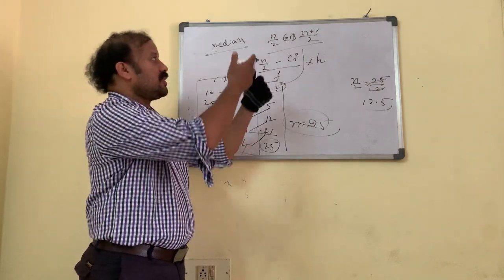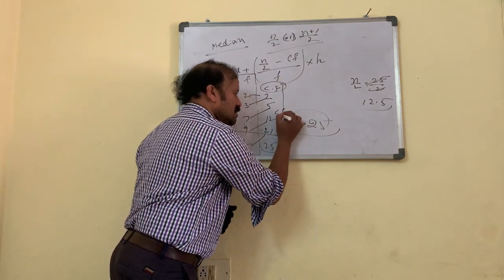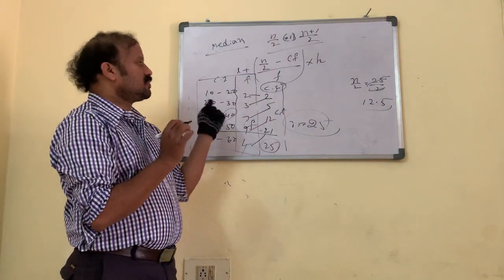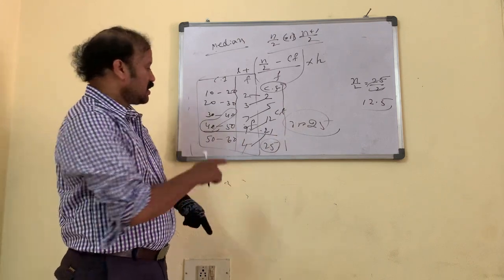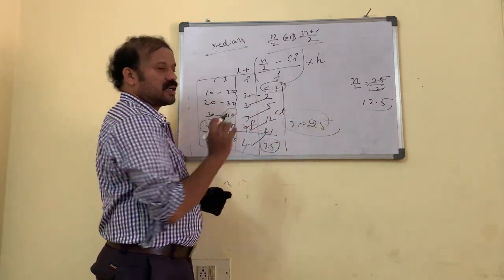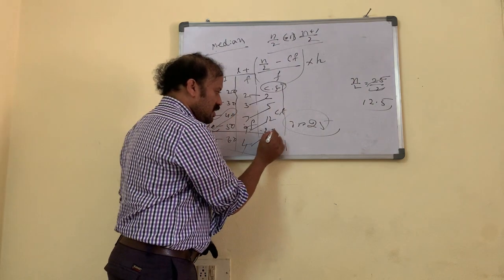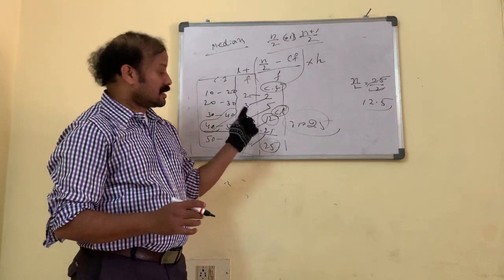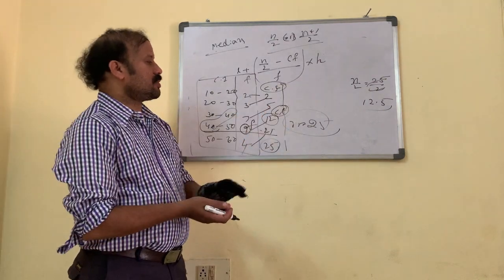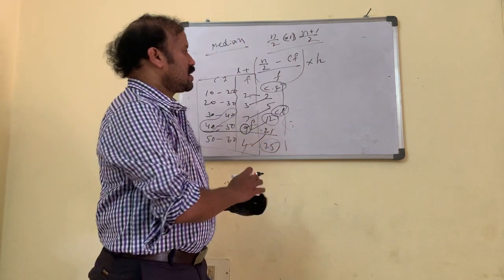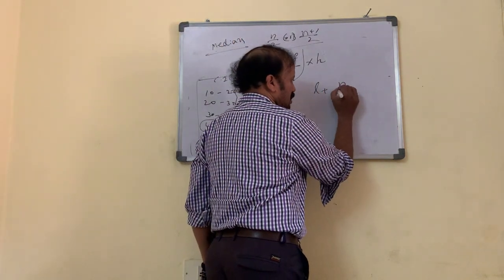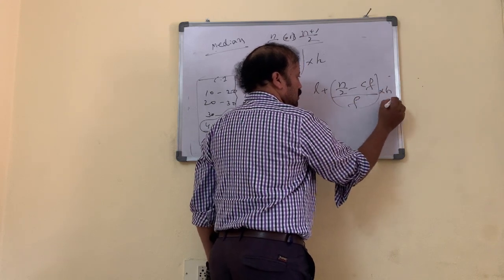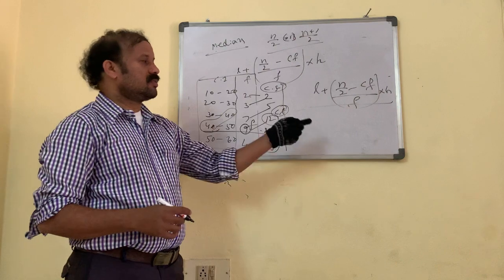After that, you have to find these values. Above this is known as CF, this is F, and 40 is the L. H value is 10, L value is 40, n by 2 we already got as 12.5. CF value above this one is 12, and F value is 9. Take the values, write the formula and substitute. Once again I am telling, the formula is L plus n by 2 minus CF by F into H.